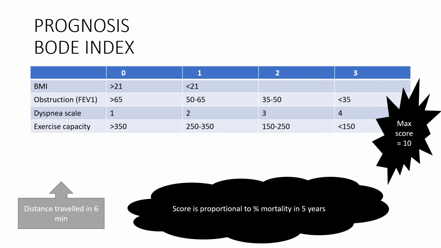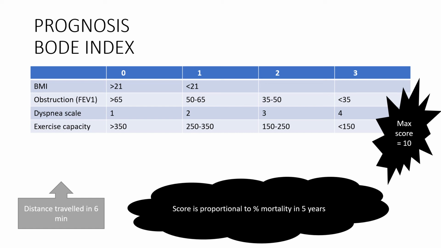Now here comes how we tell the prognosis of COPD patients, and that is by the BODE index. It's a very simple chart. B stands for BMI, O stands for obstruction, which is determined by FEV1, D stands for dyspnea on the MRC scale, and E is the exercise capacity, which is measured by the distance traveled in 6 minutes. If the BMI is more than 21, that is a good thing, and we grade them 0. If the BMI is less than 21, we grade them 1.